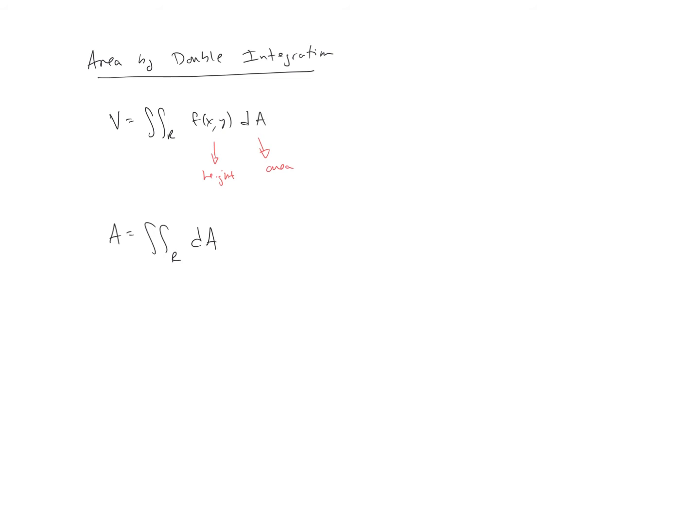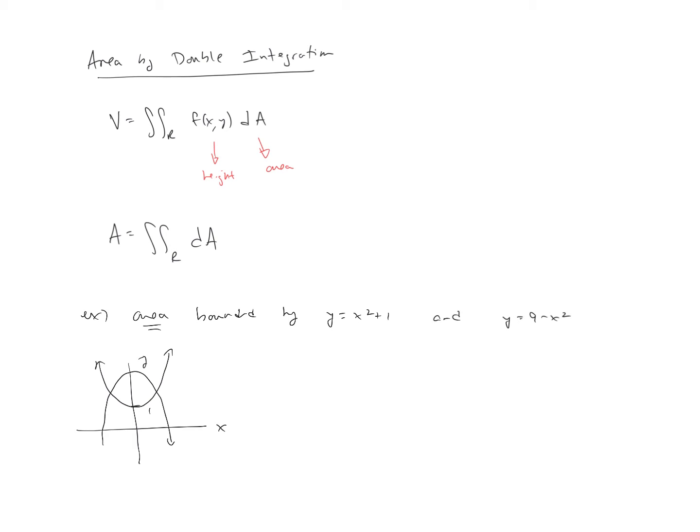So the example I want to look at here is going to be the area bounded by y equals x squared plus 1 and y equals 9 minus x squared. When we sketch this region, which is, as always, a very important part of this process, we've got our parabola shifted up 1 unit that opens up, so that's going to be at 1. And then we've got our parabola shifted up 9 units, it opens down. So something like this. We're looking for area here.